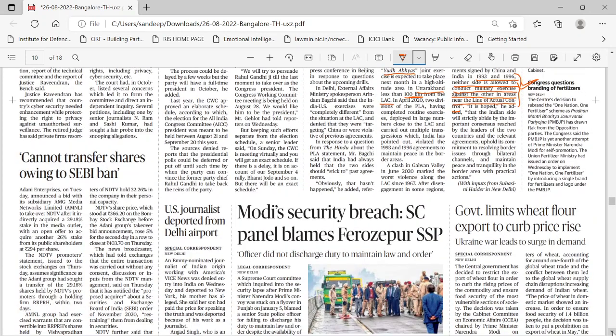Yudh Abhyas, I want you to have in the notes: Yudh Abhyas, military exercise. Fine. The second thing I want you to have is Malabar, naval exercise. And then guys, this paragraph which I have underlined is important for you.